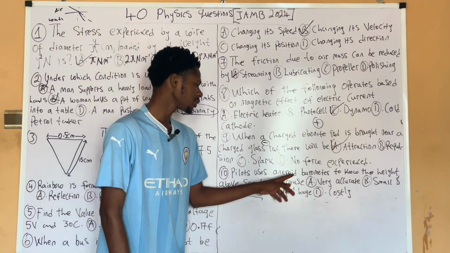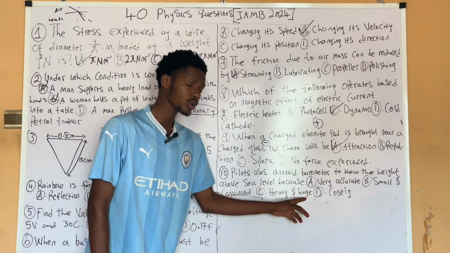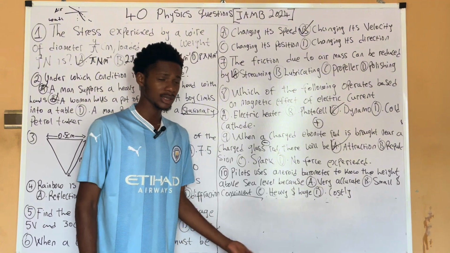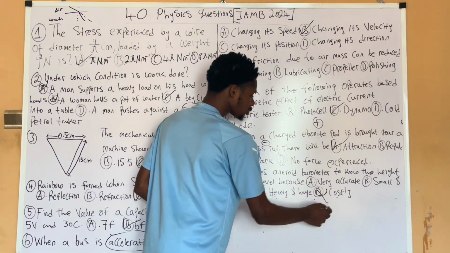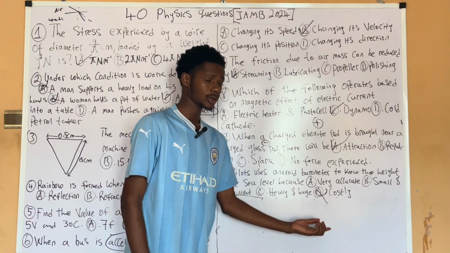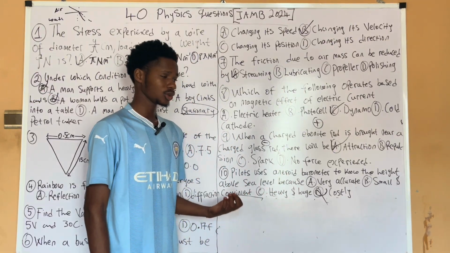Pilot uses an aerodynamic barometer to know the height above sea level because... Now, because it is very costly, it is impossible for this to be the answer. So obviously it is out. There is no way anyone wants to use something because it is very costly. Okay, we try to reduce the cost of production of these things.